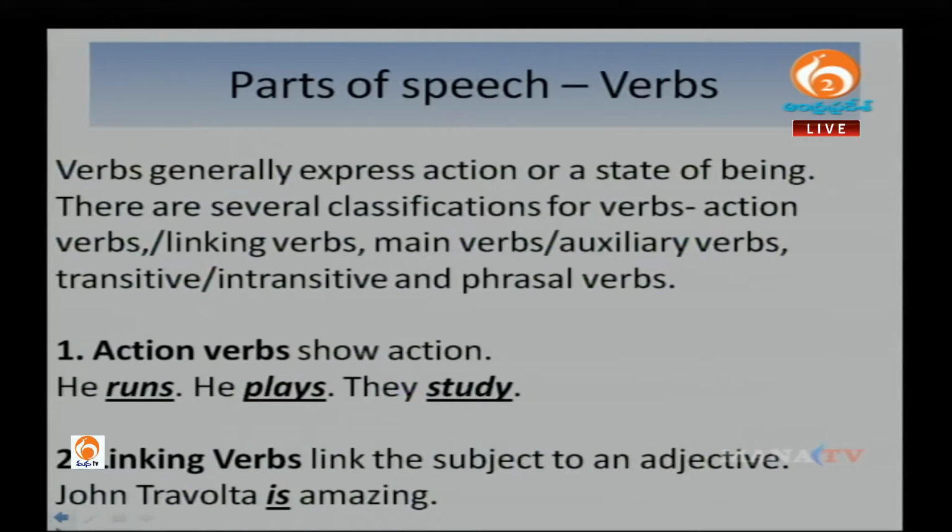So action verbs show action, right? Over here we have something mentioned, like what he is doing, like he runs, he plays, they study. So this is the action that they do, and it's called an action verb. So that's how you have action verbs. And linking verbs is like to link the subject to an adjective. John Travolta is amazing, right? So is can be considered to be a linking verb. So it's not giving you much of detail, but it's helping you link these two things that you're talking about. You're talking about the adjective, that is amazing, and then you're talking about a person who is John Travolta, right?